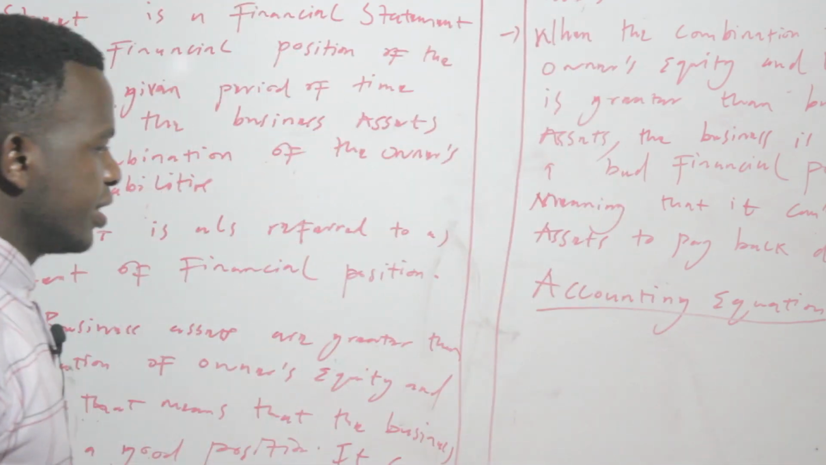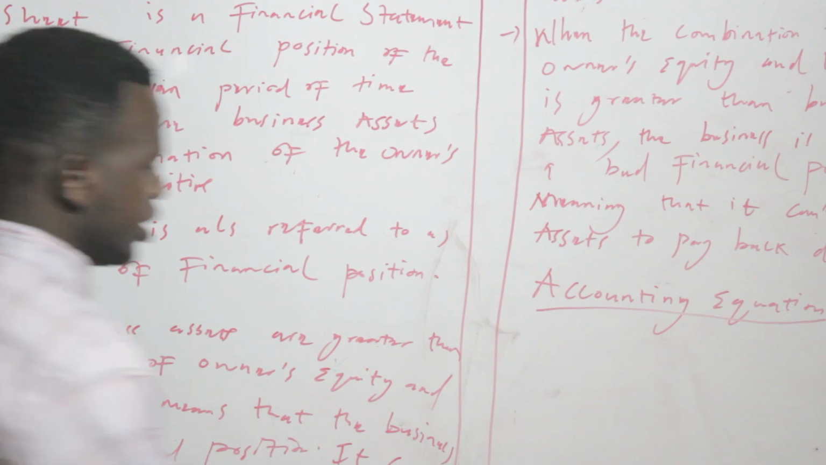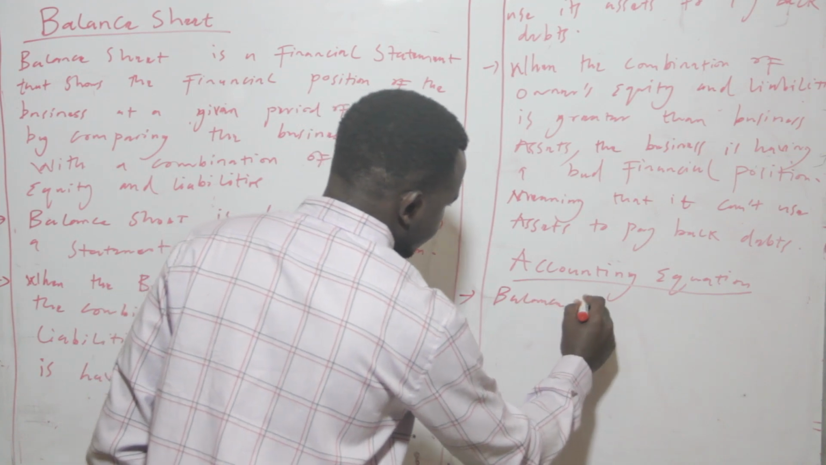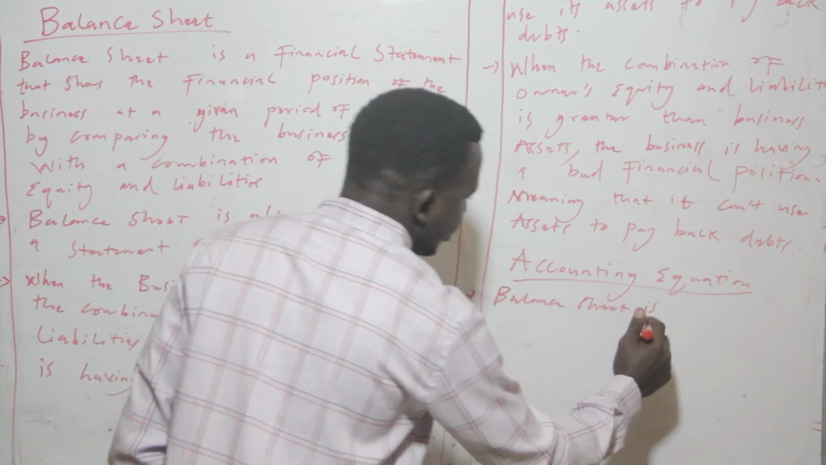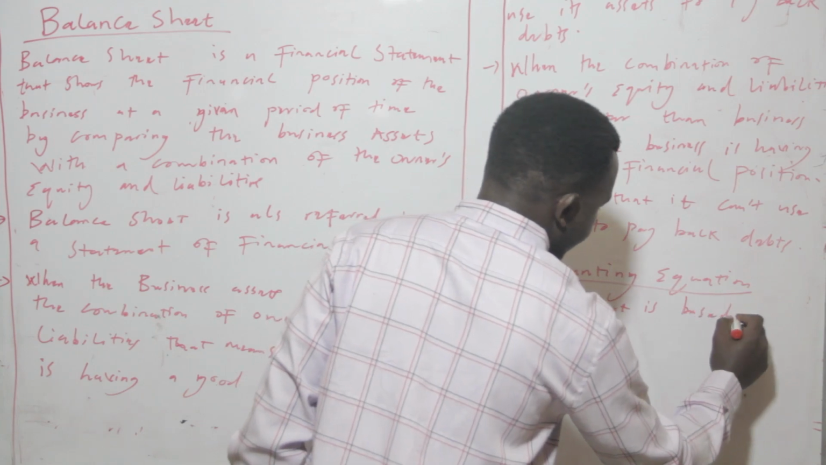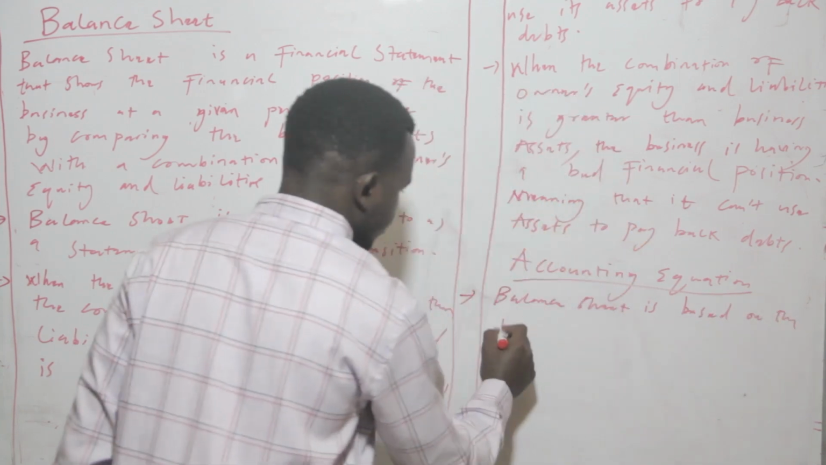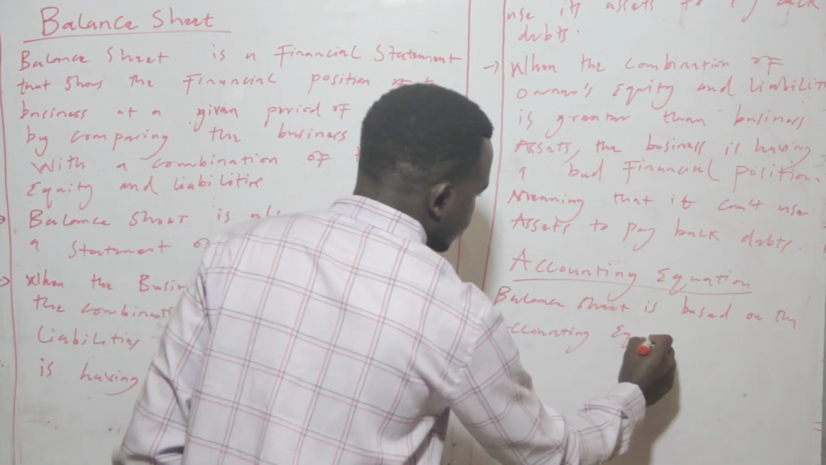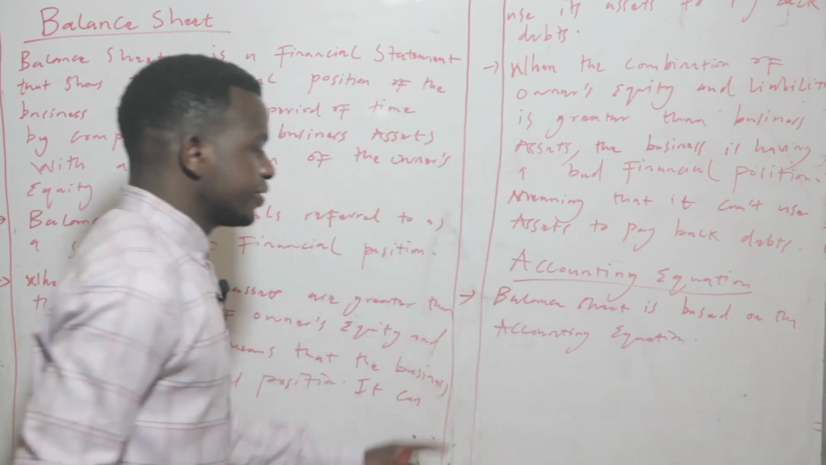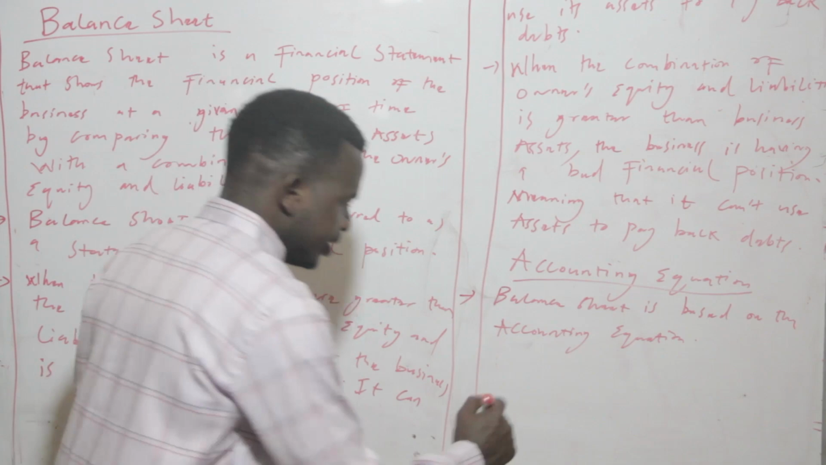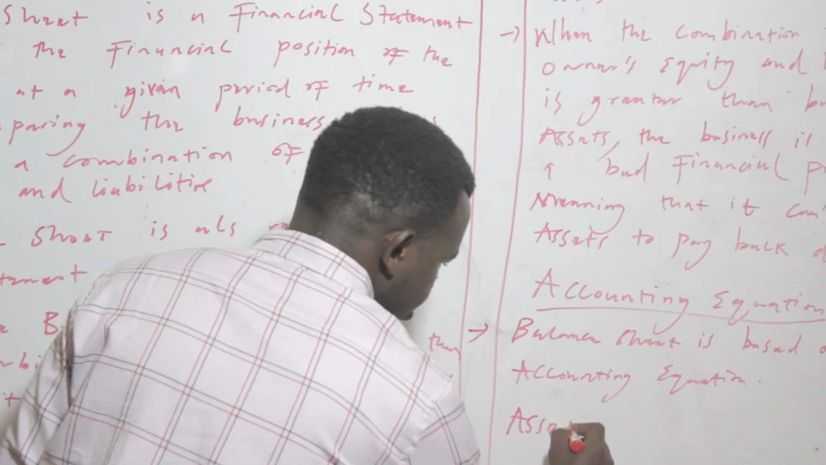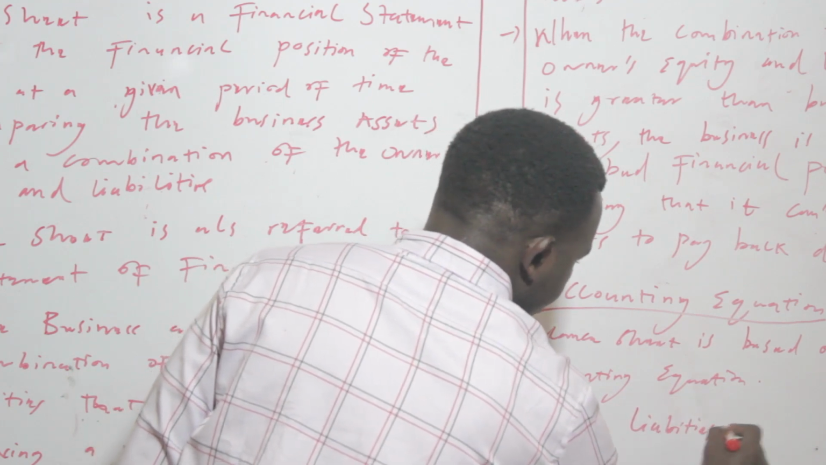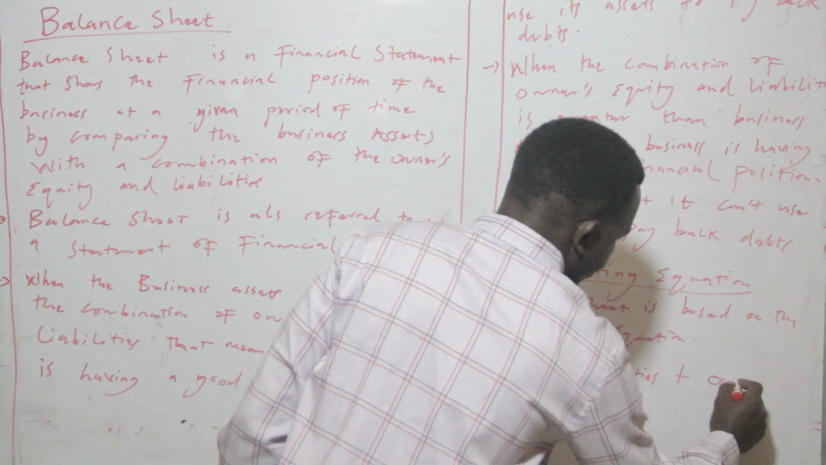I've said that the balance sheet is based on the accounting equation. That's the first point. And we have said that the accounting equation can be written in this form: assets is equal to liabilities plus owner's equity.